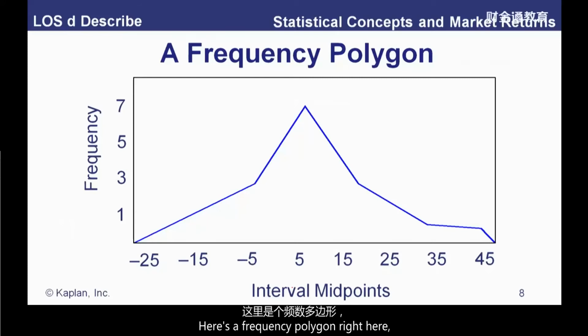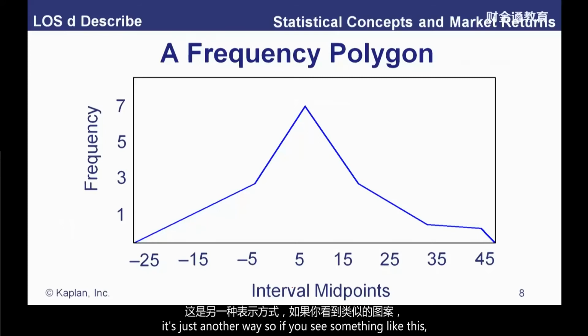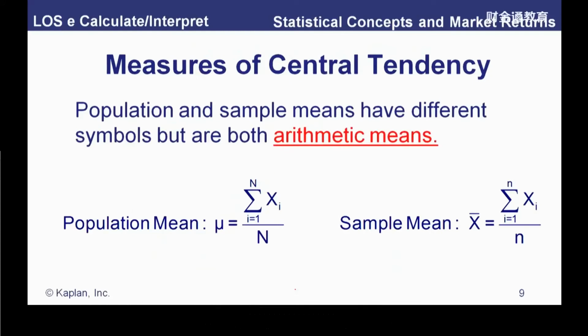Here's a frequency polygon right here. It's just another way, so if you see something like this, you know what it is. What we've really done is just taken the midpoint for each of those intervals and plotted the frequency. And again, we're in numerical frequency here, not percent.